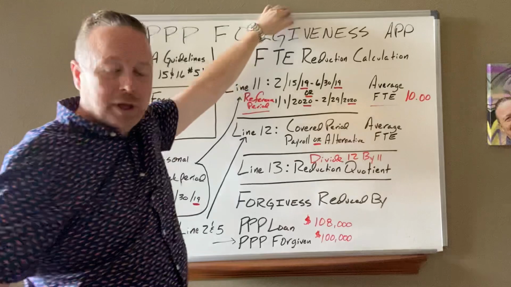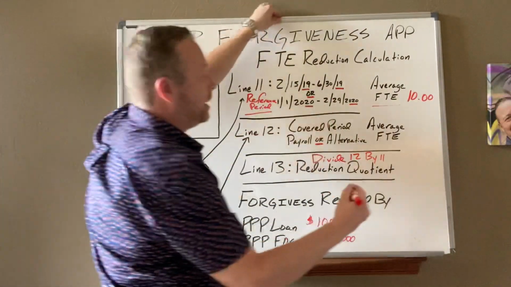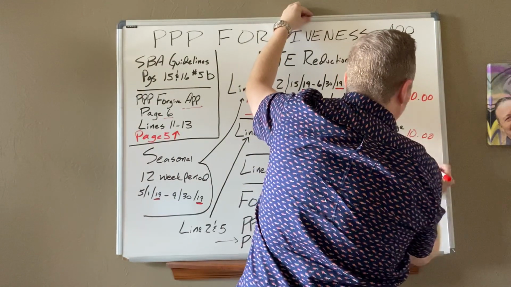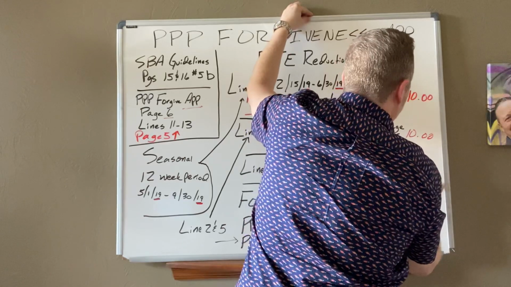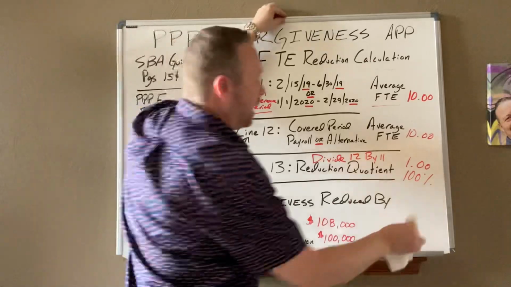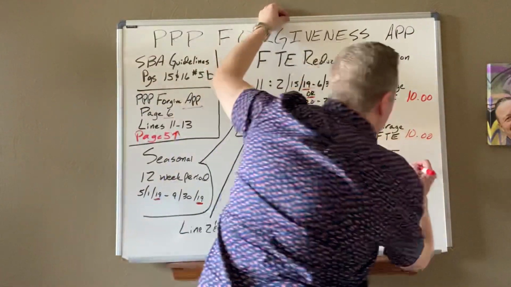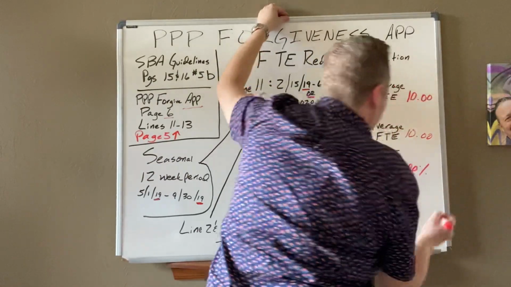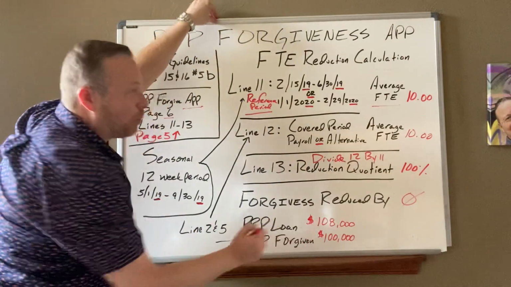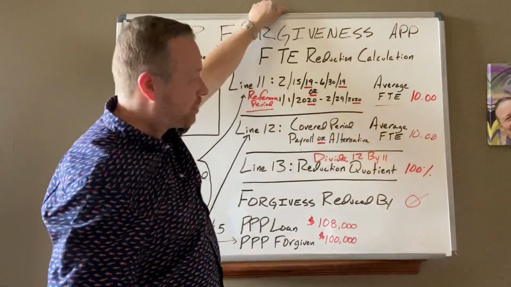Okay? So now this will be, we had 10. But if we still had 10, right, then we've got a 1 or we've got 100%. Okay? I don't want to confuse anybody because that makes sense to me, it may not make sense to you. So we have 100%. Okay? That means that the reduction will be 0 of what is initially forgiven. Okay? So on and so forth.